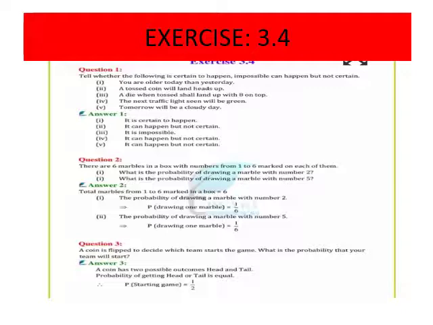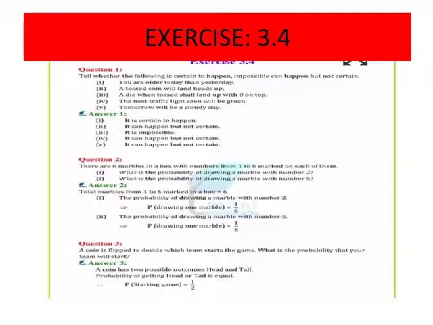Number 2, a tossed coin will land heads up. It may or may not. It can happen but not certain. A die, when tossed, shall land up with 8 on top. Totally impossible. The next traffic light seen will be green. It may or may not happen. That means it is not certain. Tomorrow will be a cloudy day. It can happen but not certain.